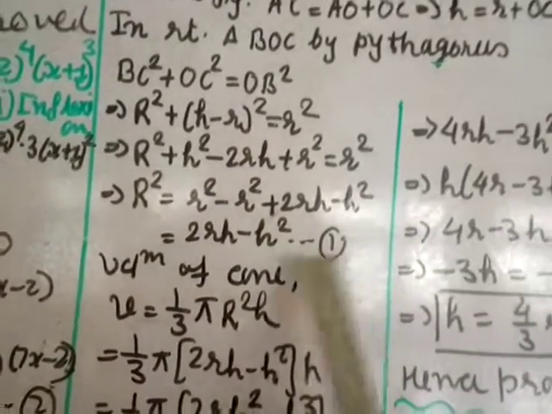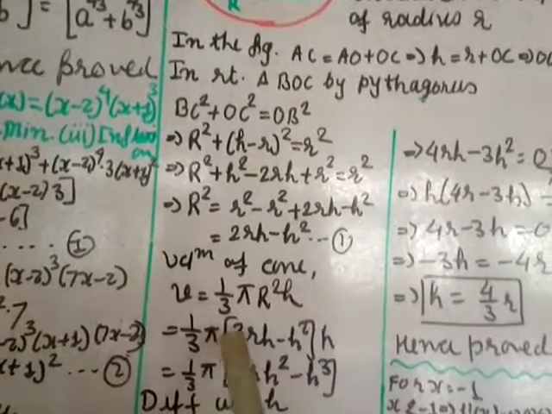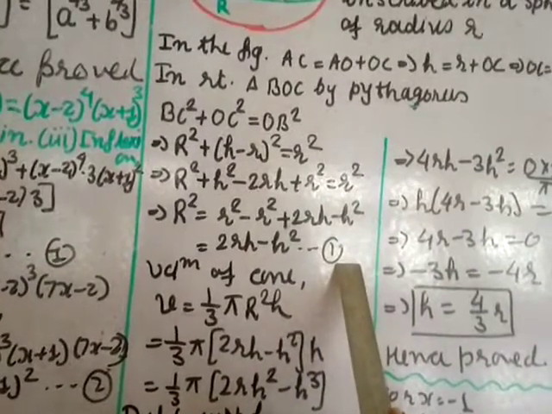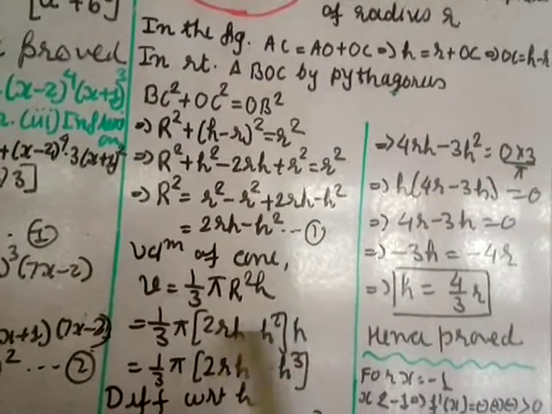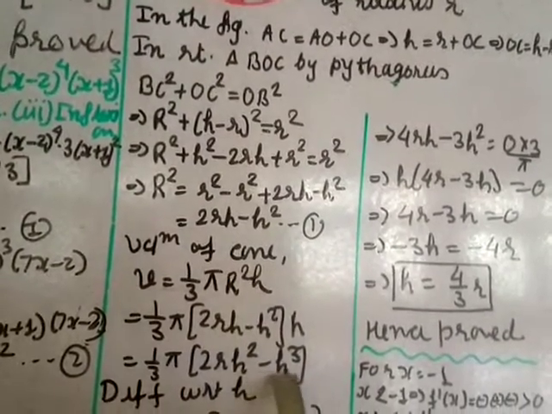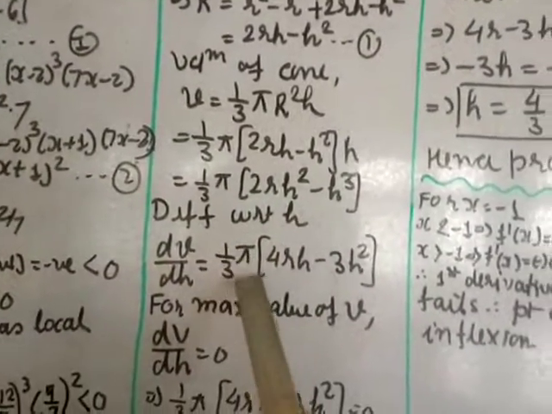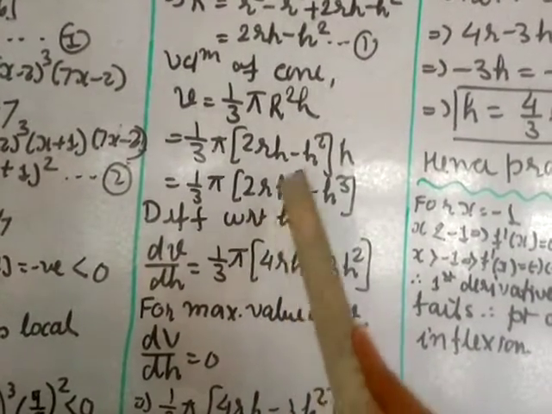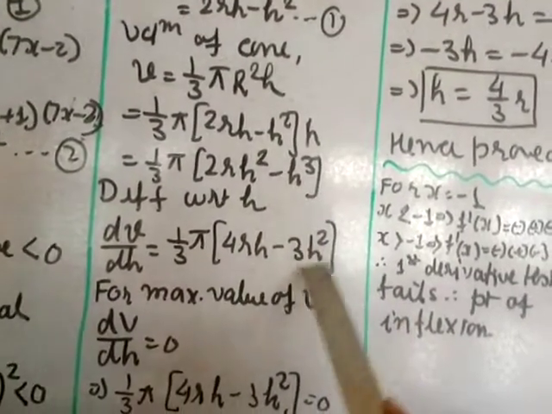Call it number 1. Now they have asked us the maximum volume. So you take the volume. The volume of the cone V is equal to 1 by 3 pi R square h. Now for R square from number 1, you put the value 2rh minus h square. Multiply h inside, so 2rh square minus h cube. Differentiate with respect to h. So dv by dh is equal to 1 by 3 pi. H square gives 2h, so it is 4rh. And h cube gives 3h square.